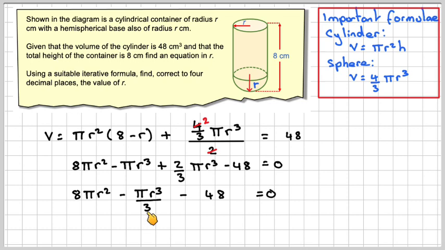Now, we should really try and get rid of this fraction. So multiplying everything through by 3, you're going to get 24 pi r squared minus pi r cubed. And now don't forget to multiply this as well, so that will give you minus 144 is equal to 0. Okay, so this is my equation, which I now need to solve. What I need to know is where the root is going to be, so I can use my calculator to help me do that.